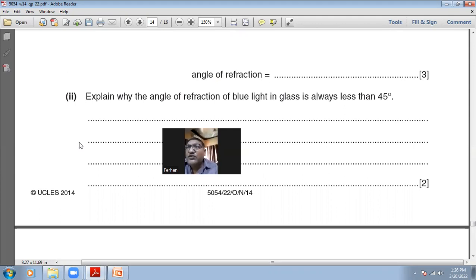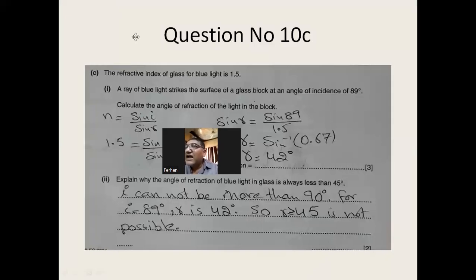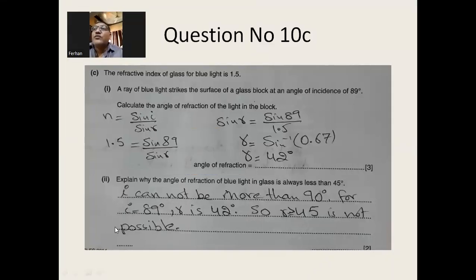refraction can be 42, for the angle of incidence 89. If you increase the angle of incidence further, the angle of refraction will become 0, not 45. So I cannot be more than 90 degrees. For I equals 89, R is 42. So the angle of refraction cannot be greater than 45. Because if you take the angle R as 45 and you do the reverse calculation to find the angle of incidence, it will become 90.